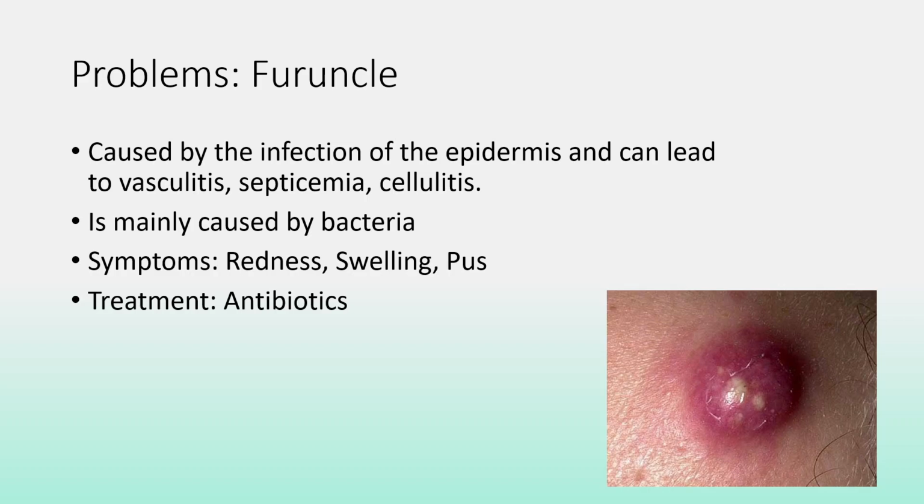So this is kind of dangerous because once the bacteria reach the bloodstream, they can circulate towards the kidneys and the liver, which purify the blood. And if they do, then the kidneys and the liver are then infected with the bacteria. And then cellulitis, which is the inflammation of the skin. And again, it's mainly caused by bacteria, and some symptoms include redness, swelling, and pus, as you can see in the picture there, and treatments are antibiotics.